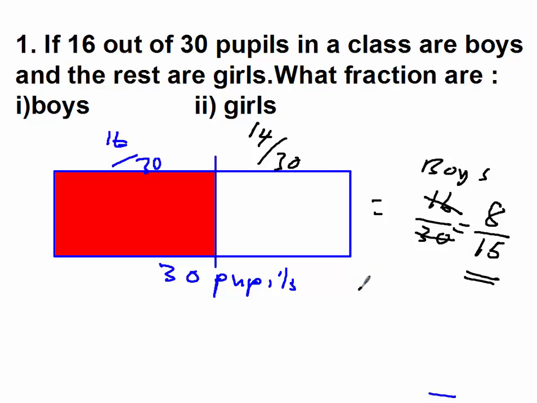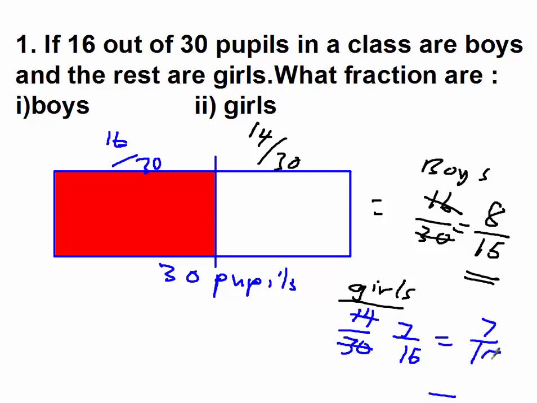Now for the girls, it is 14 out of 30. Now 14 out of 30, I know 2 can reduce 14 to give me 7, while 2 can reduce 30 to give me 15. Therefore, the fraction of girls is going to be 7 out of 15 as our answer.